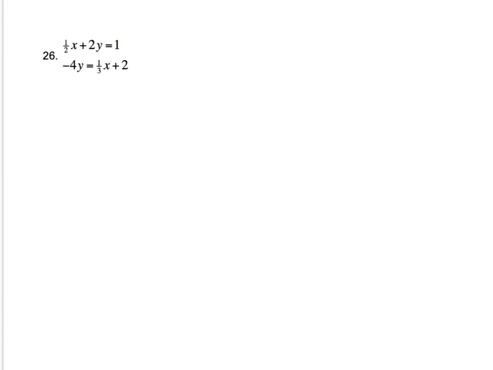Moving on to my next one here, I'm going to use the same method as what I did in problem number 25, but I'm first going to rearrange that bottom equation. So I'm going to leave the top one the way it is, and I'm going to match up my variables so that I have x and y on the one side and any just numbers on the other side. So we're going to bring that 1/3 x over here, subtracting it from both sides, minus 4y, and that's going to be equal to 2.